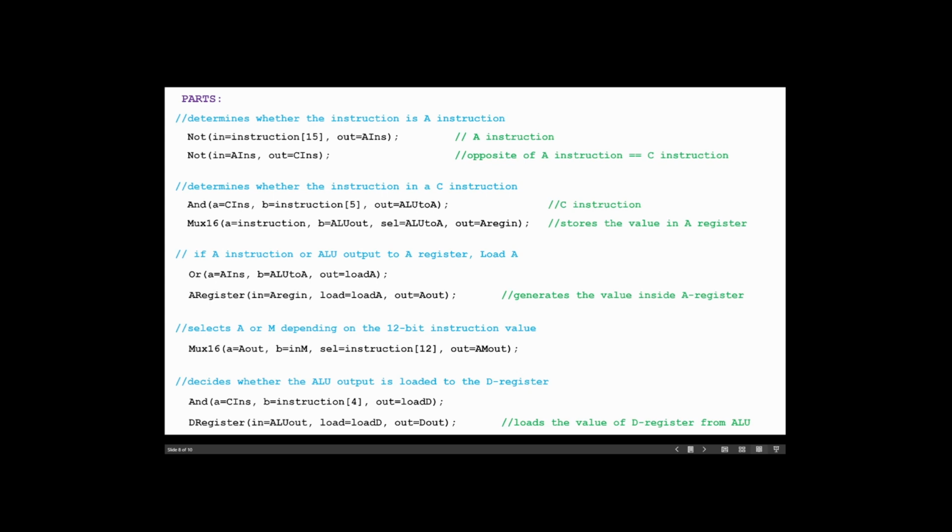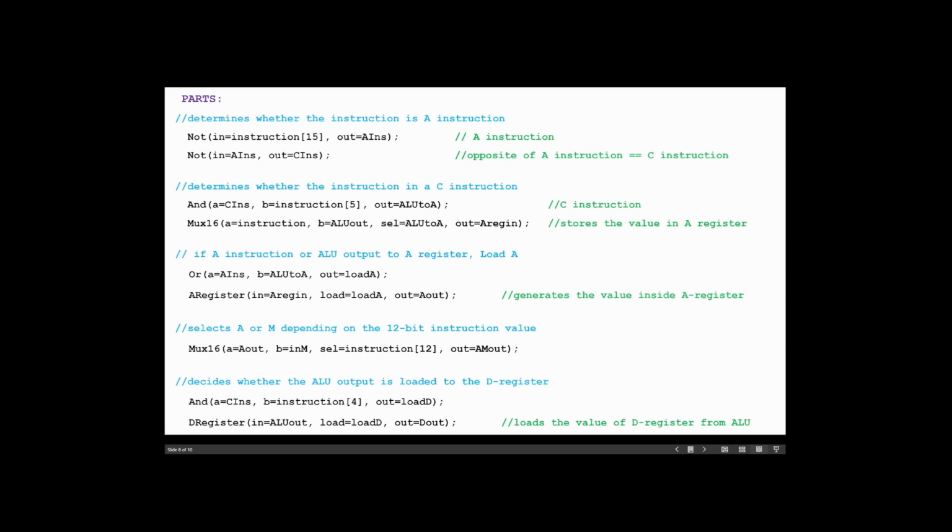If it is a C instruction, it performs the computation in the ALU and the ALU output is fed to a register. We use the AND gate to determine that the instruction is a C instruction. A 16-bit multiplexer is also used to select whether the instruction or the ALU output is stored into the A register. Next, we have an OR gate. The load bit in the A register would be 1 if either the A instruction or the ALU output is fed to A.